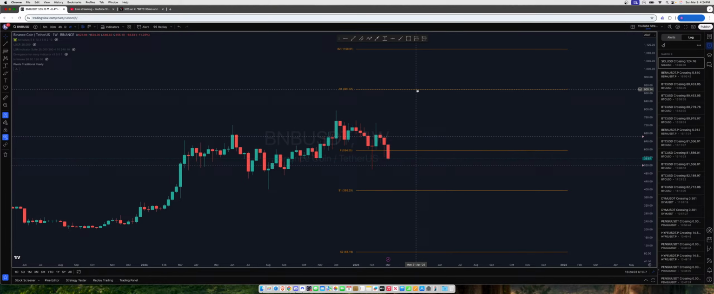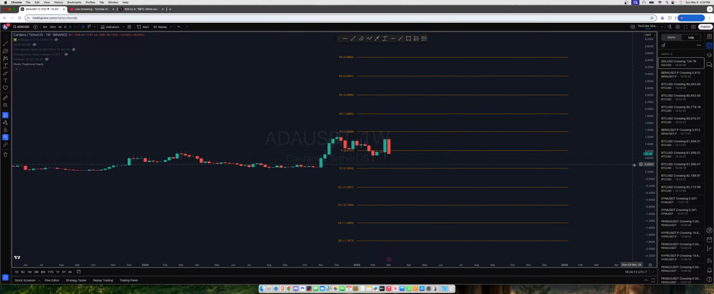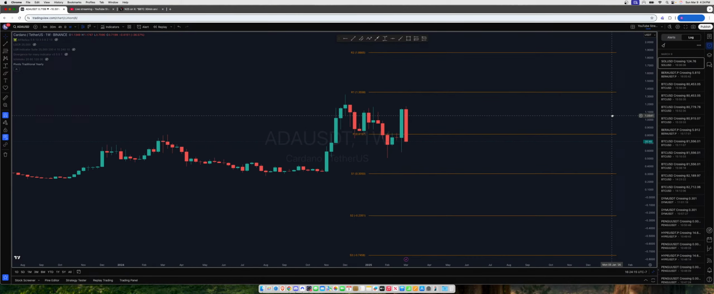Let's look at ADA. Oh man, down 37% ish so far this week. It's looking for way down here, 30 cents, if it cannot hold 81 and a half, basically 82 cents.